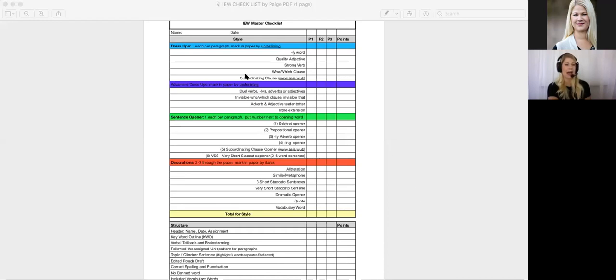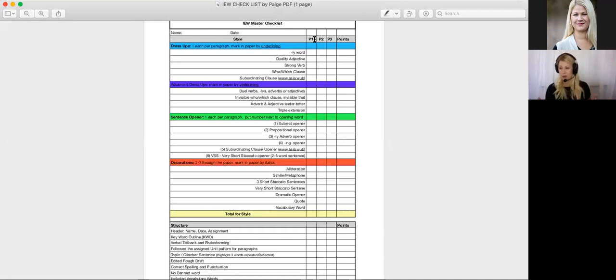And so as we go through those structure units, we then teach them these style elements that they should be including in their paper. And these are woven throughout the units, introduced little by little. This is a pretty comprehensive list that I put together, a master checklist that I use in my classes.